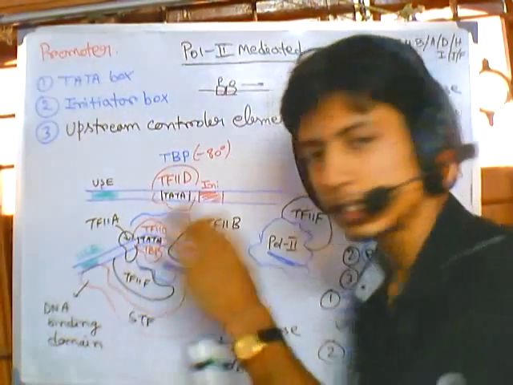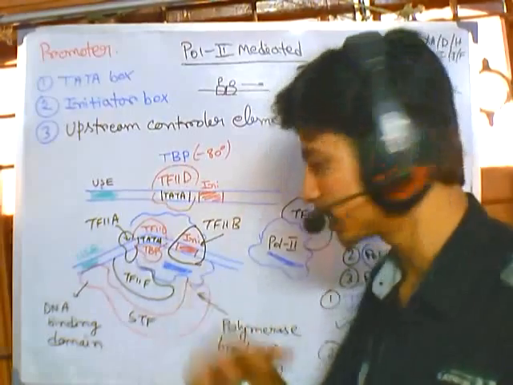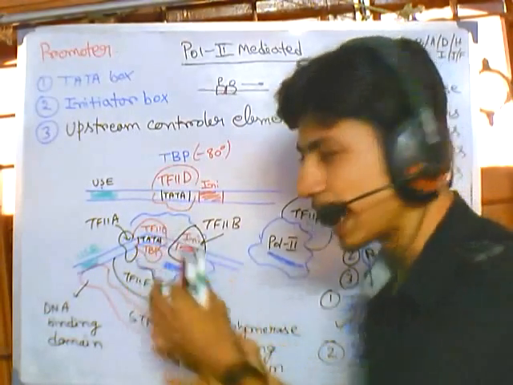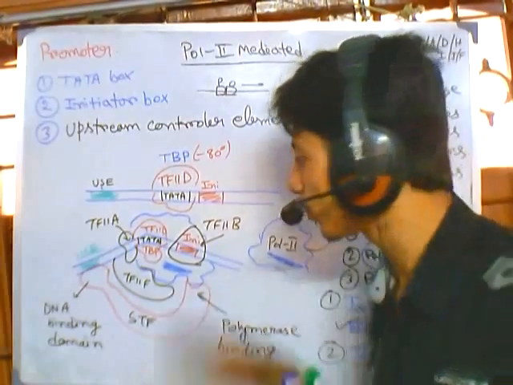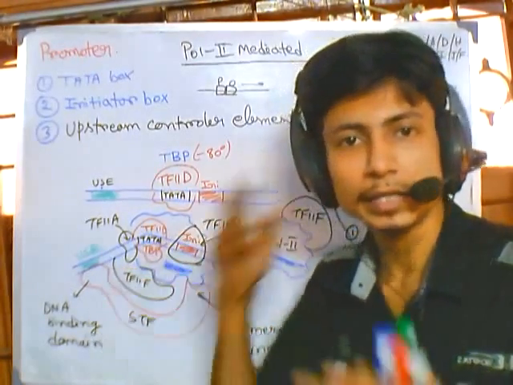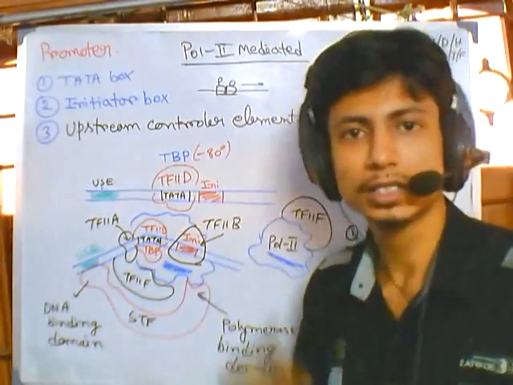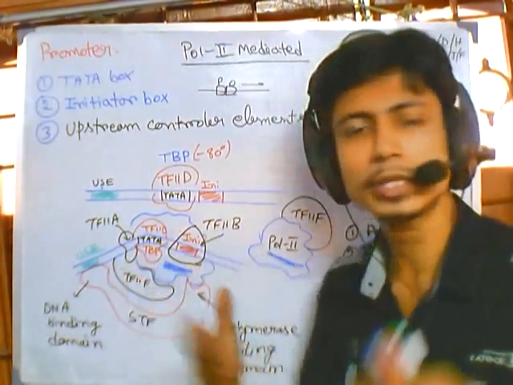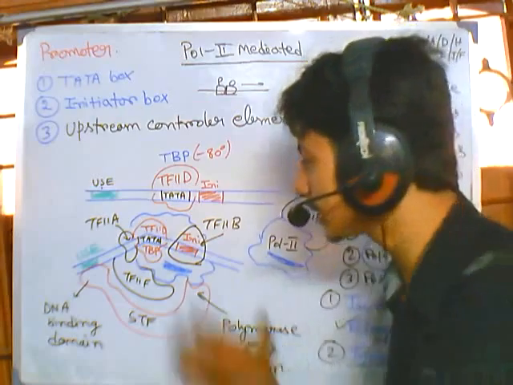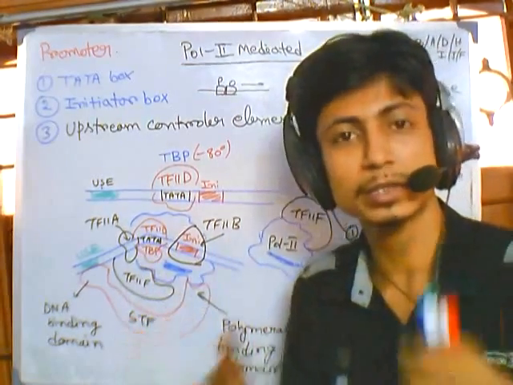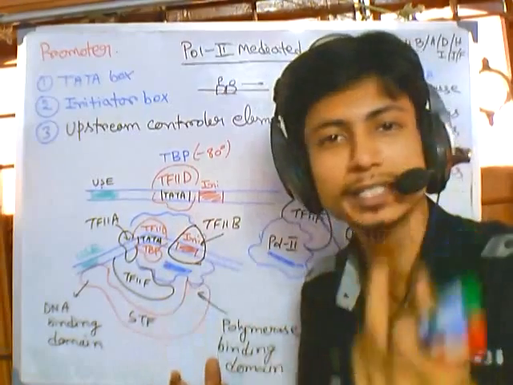Now when the signal comes, TFIIH will be recruited to this position, and this TFIIH will give the RNA polymerase the signal: now it's your time to work, start working. And how is this polymerase going to get the signal, because there is no signal transduction like that, no signal transduction molecules? So how is this polymerase going to get the signal?